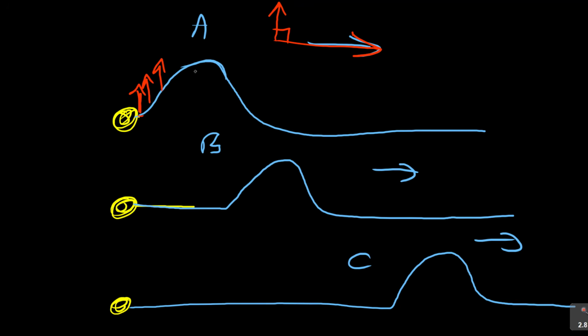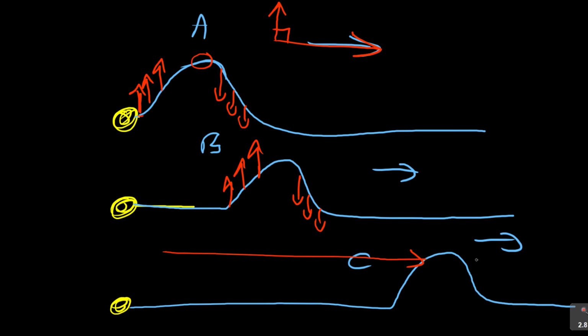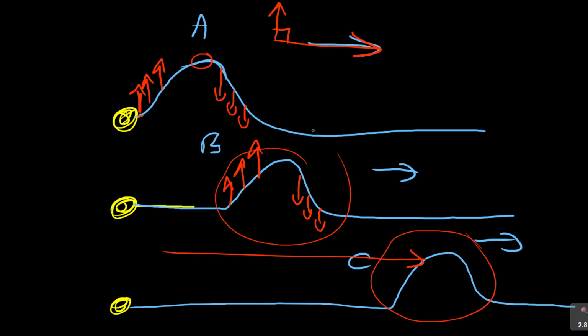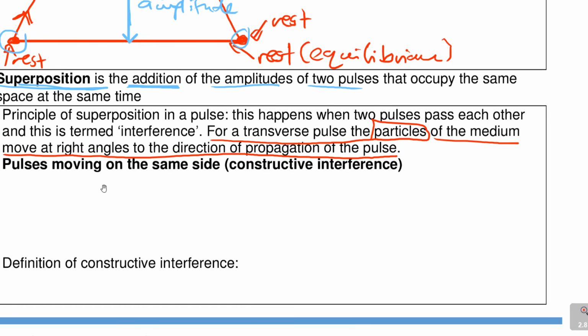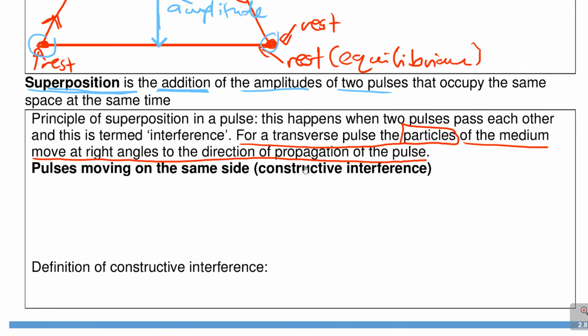You see, so that's the beginning, and after the maximum point, the particles start moving down. You see that? But the direction is always from left to right. Similarly here, they continue like that, and the particles move down. So you can see that the particles are moving up and down, and the pulse is moving from left to right. It is transferring energy, as you can see, as you move from left to right. So that's what we mean when we say for a transverse pulse, the particles of the medium move at right angles to the direction of propagation.